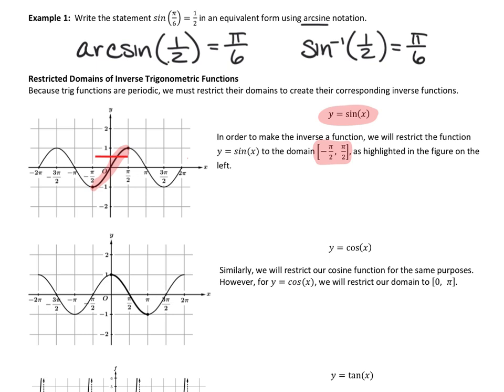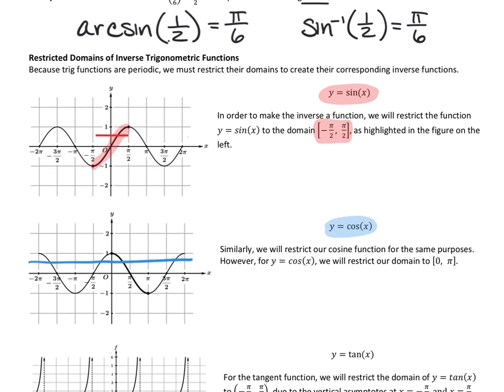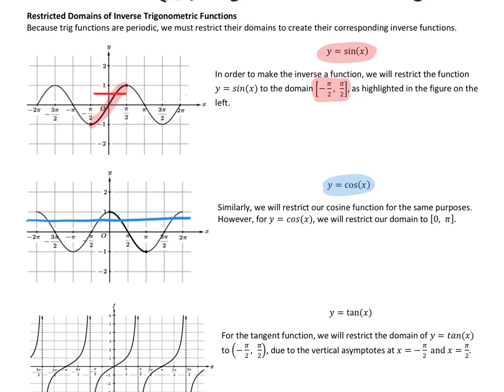Now, same thing for cosine. If I look at the cosine wave and did a regular horizontal line test, it breaks the horizontal line test. So we have to chop the graph off and restrict it to only one section so that we can pass the horizontal line test. The section we're going to pick for cosine is between 0 and pi.